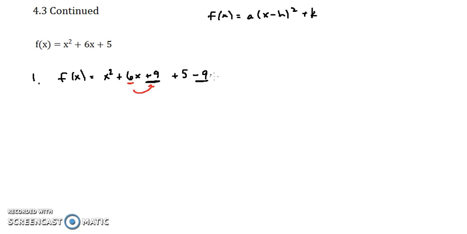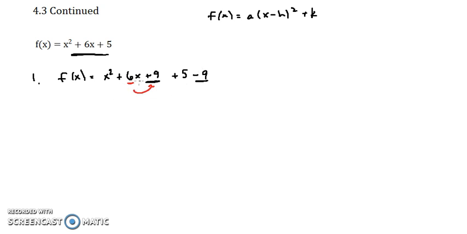Okay, so this is all within the function. If I add 9 and I subtract 9, then I haven't changed the function at all. If we simplified this, we'd be right back to where we started. So I want to add 9 here, so in order to balance that out, I'm going to subtract 9 here. And that's the key difference between what we saw before and completing the square now. We're going to add 9 here, we're going to subtract 9 here.